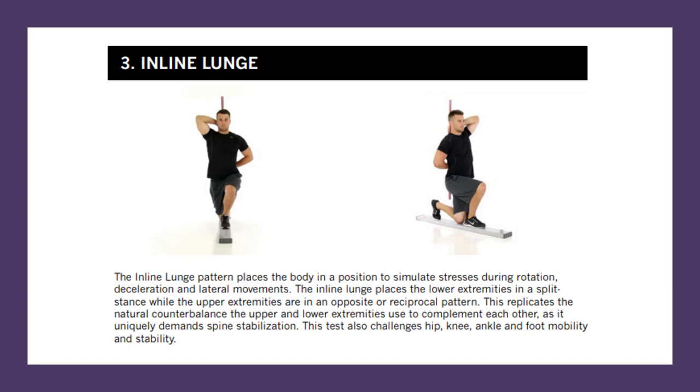The inline lunge pattern places the body in a position to simulate stresses during rotation, deceleration, and lateral movements. The inline lunge places the lower extremities in a split stance where the upper extremities are in an opposite and reciprocal pattern. This replicates the natural counterbalance the upper and lower extremities use to complement each other, as it uniquely demands spinal stabilization. This test also challenges hip, knee, ankle, and foot mobility and stability.